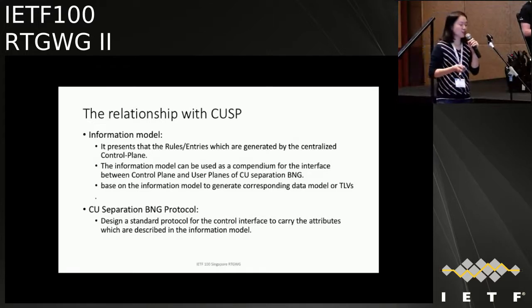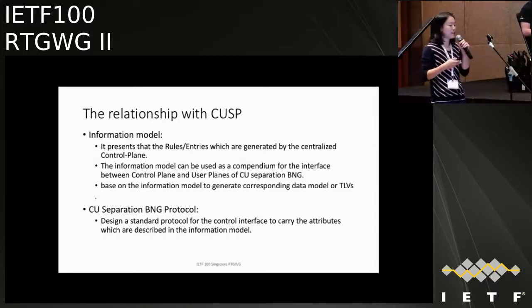Thanks. Okay. The next is also the relationship with the COSP we presented on Monday's session. We think it is maybe independent of each other because the information model is protocol independent. It only contains the attributes and the information which can be used as a compendium for the interface between the control plane and the user plane communication. The information model contains the rules and the entries generated by the control plane. We think the information model is a foundation. And based on the standard information model, we can generate the corresponding data models or YANG models.